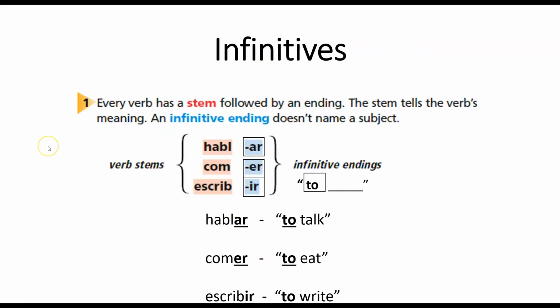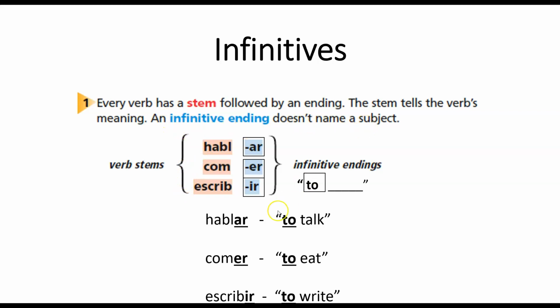So you must write this down. If you want, you can pause the video at this point, write it down, and then you can follow along as I explain it. All right. So every verb or action word has a stem, that's this front part, followed by an ending, which is this. The stem tells the verb's meaning here in the front.